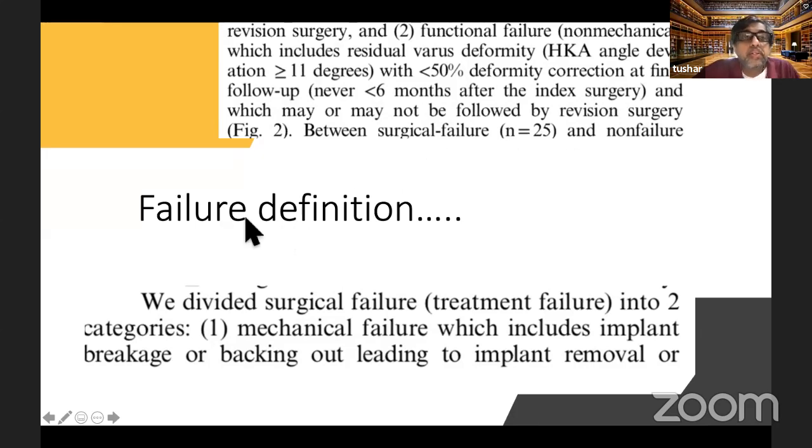And second is the definition of surgical failure, which was mechanical failure. So mechanical failure was implant breakage or screw breakage or back out. So there is a mechanical failure, and then there is a failure of correction. So there are two types of failures which they are taking into account.